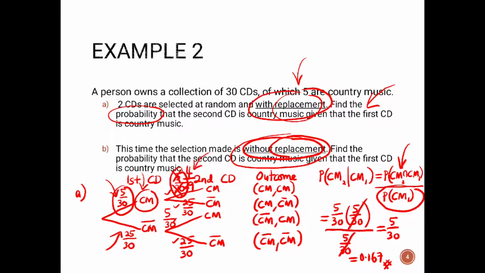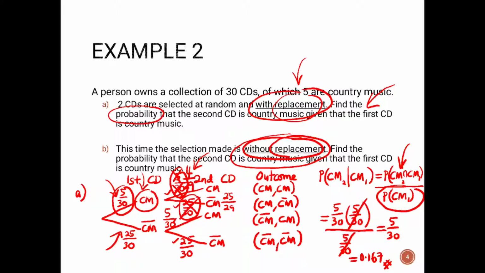Okay, what about this one? Okay, since during the first CD we haven't picked a non-country music, so it will still have 25 CD of non-country music, but the overall CDs is 29 because the selection is done without replacement. Okay, so that means we are not putting back the first CD into the box.